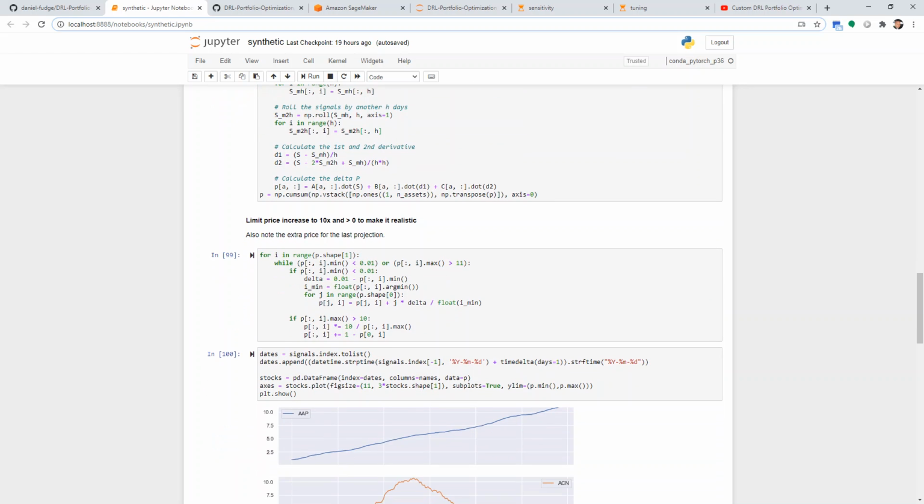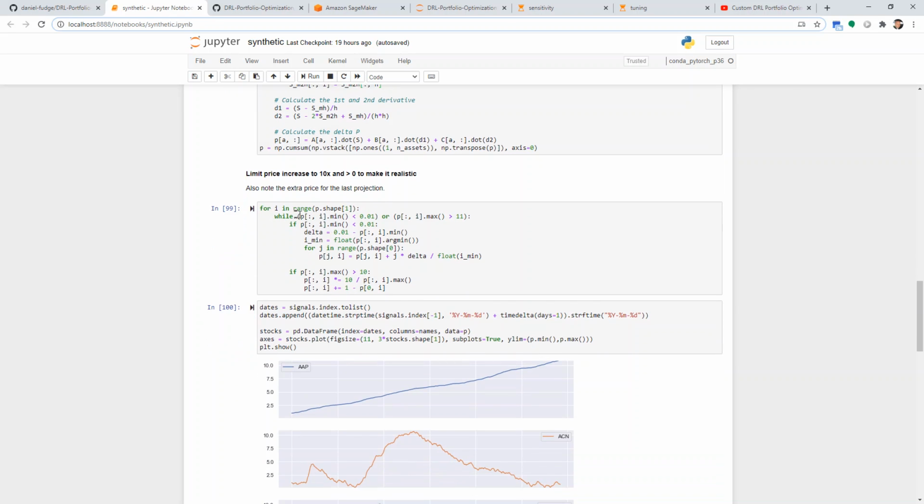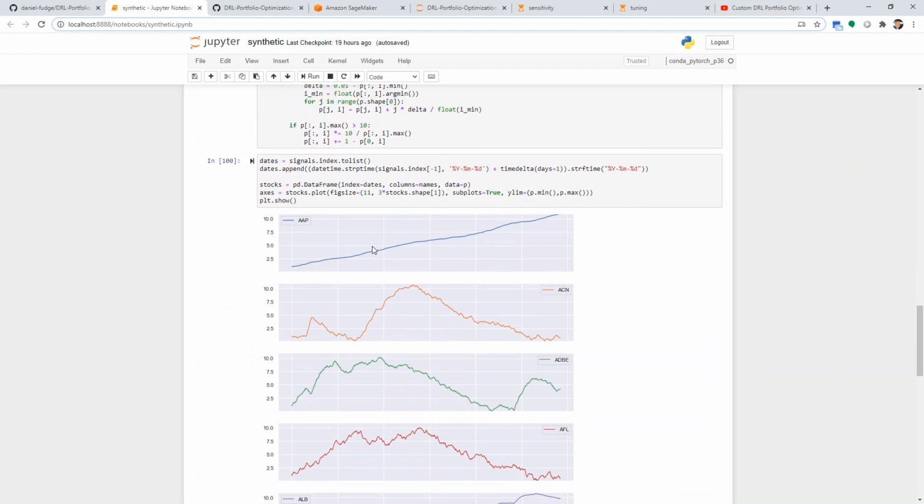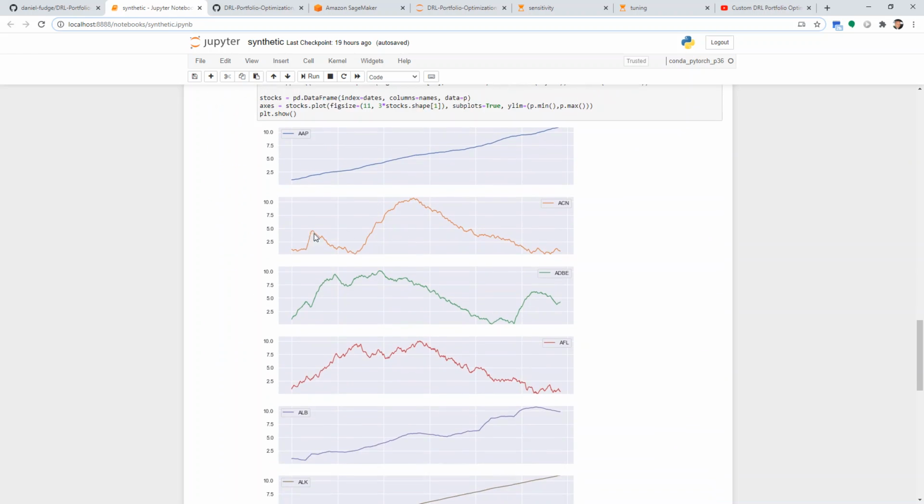The other thing that we do here is actually limit the price history because this is fairly artificial. One, we want to make sure that the prices don't go below zero. And also, we don't want something where, just because of the random choice of the coefficients, it goes off to 1,000 times growth. So here we're just doing the limit. And at the end of the day, we print it out. So these are our new synthetic price history.